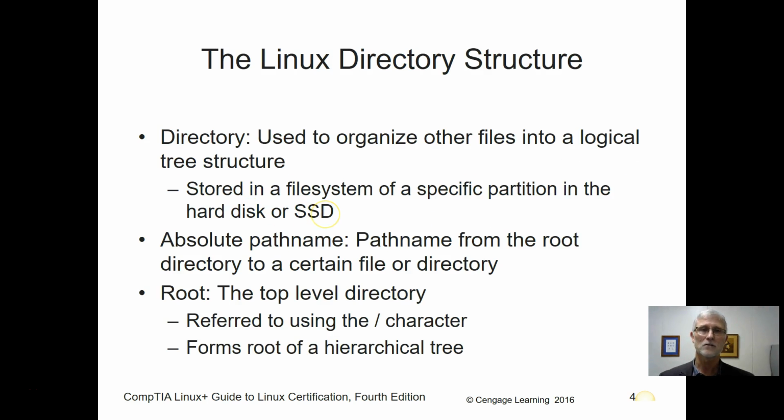So let's look at the Linux directory structure. A directory is just a section in memory that allows us to organize files into some kind of logical structure. It's stored in a file system in a particular partition, hard disk, something. Now, an absolute path name is the full path name from the root of the machine all the way to its current directory and file.